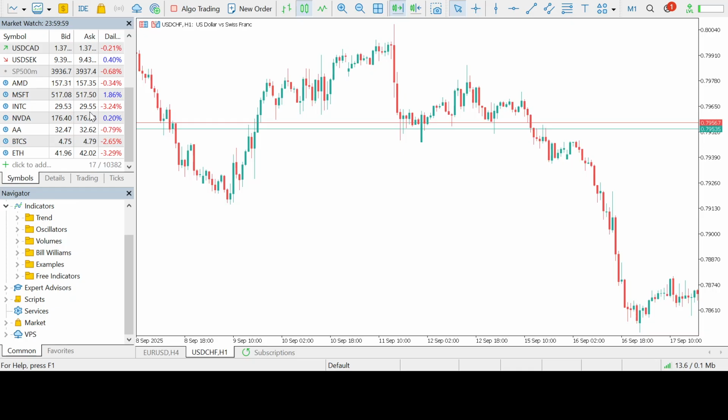Now, there are some key features you need to know about the MT5, and the first one is the depth of market.